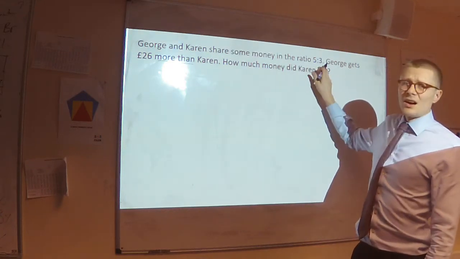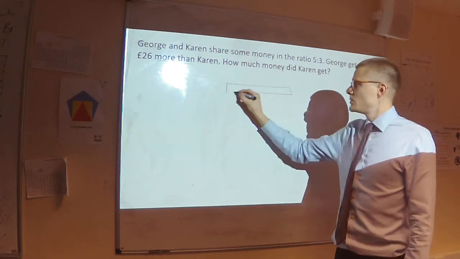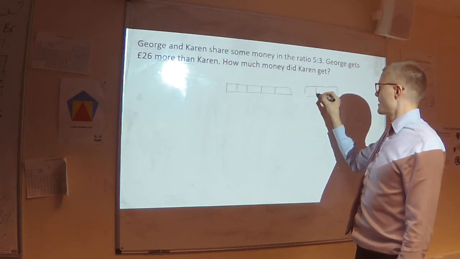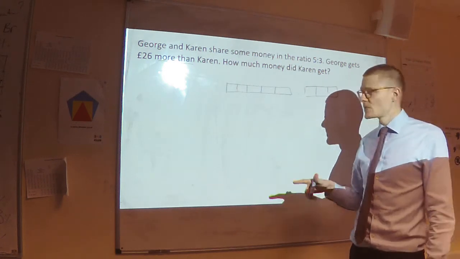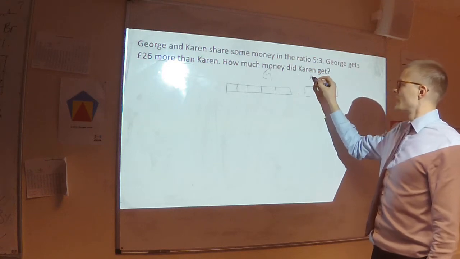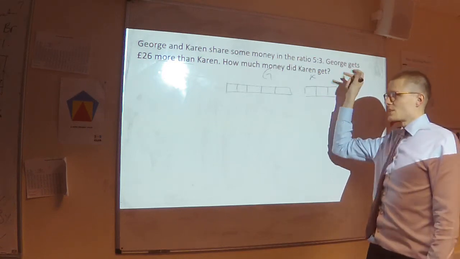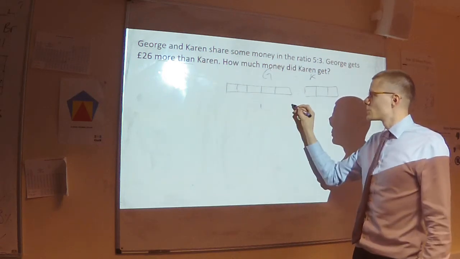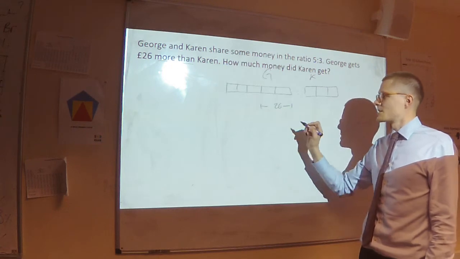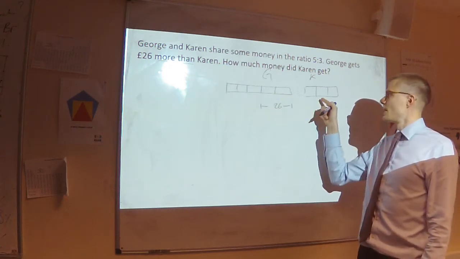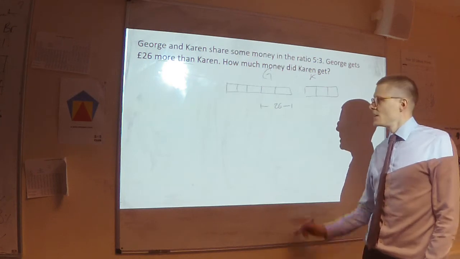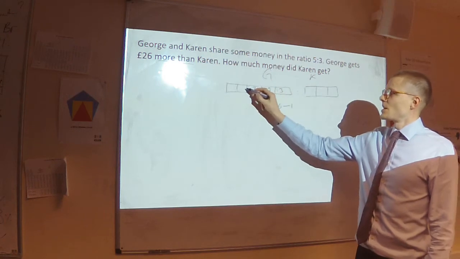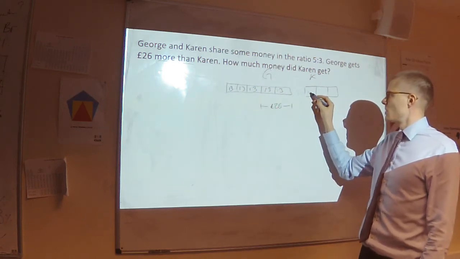Same process as always, I'm going to make sure I've got boxes. If you don't need boxes for this, that's absolutely fine, but I will always draw them because it means I get the question right every single time. So this is 5 to 3, that's George and Karen. And I'm told that George gets £26 more than Karen. Now, if George has 5 parts and Karen has 3, that means that 2 of the boxes must be worth £26. The way I know that is these 2 boxes are more than the ones that Karen has. So £26 is split across 2 boxes, which means that 13 goes in each box.